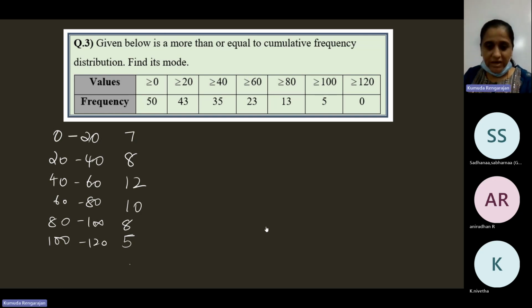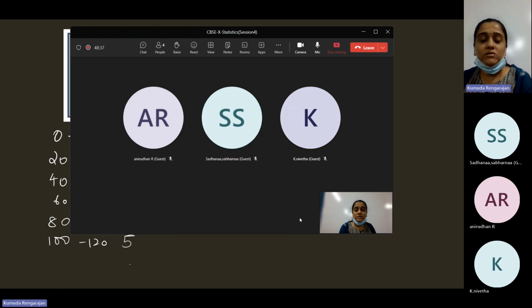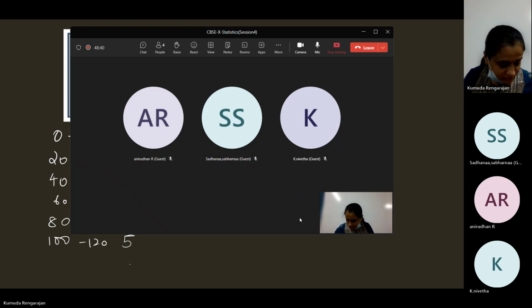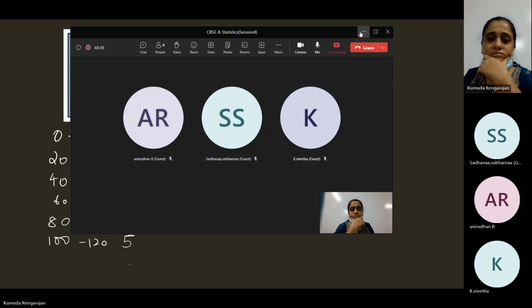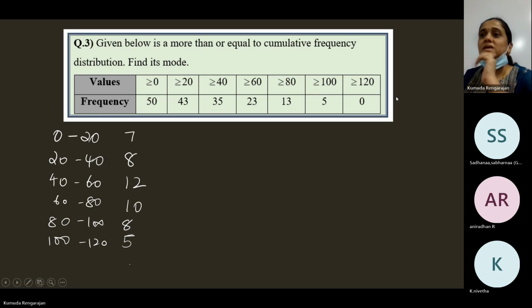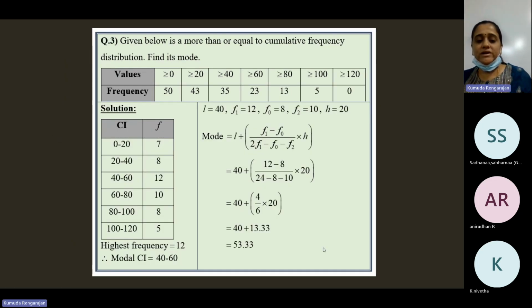Finished what? Yeah. What about Niveda, Sabarna, Sadhna, Aniruddhan? What's the value of mode? Have you completed? I'm working on it, ma'am. Got it? 3. Very good. Please complete. Okay, I'll just present the answer. Please check in case you're not getting it. Yeah, 3. Even I have 3.